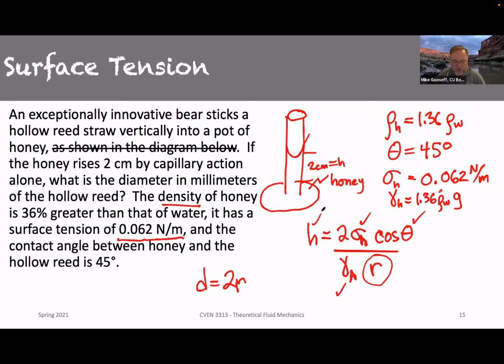okay? When you work this out, I get an R equal to, it's pretty small, 0.3 millimeters. Okay, so the diameter then would be 0.6 millimeters. So just taking that and multiplying it by 2. All right.